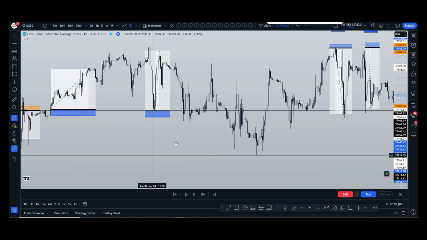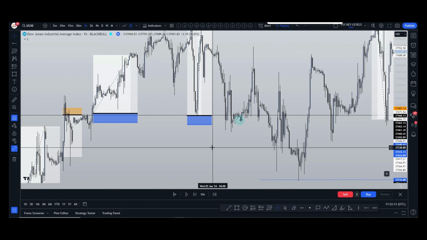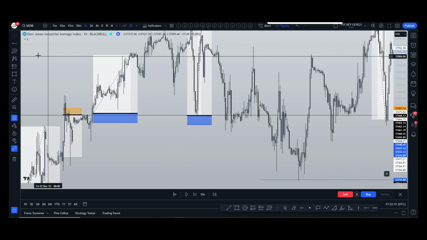And okay, so maybe your eyes have caught this area. Look how messy it gets here. What do you do here?